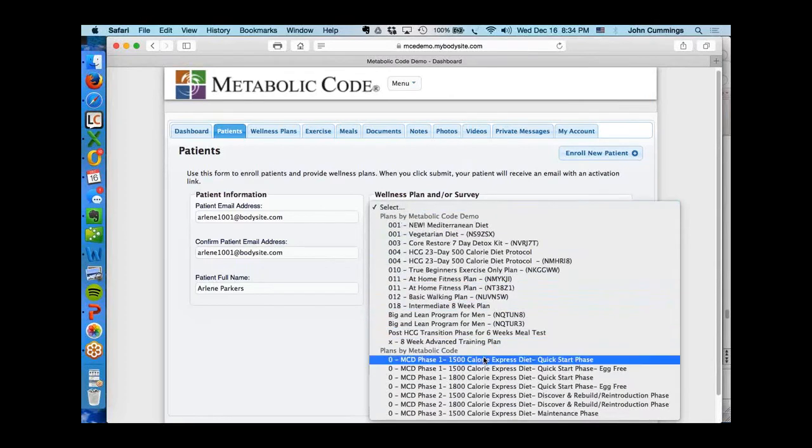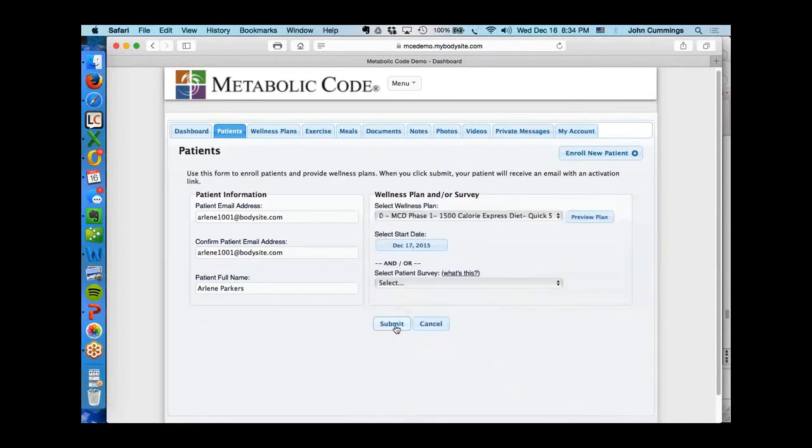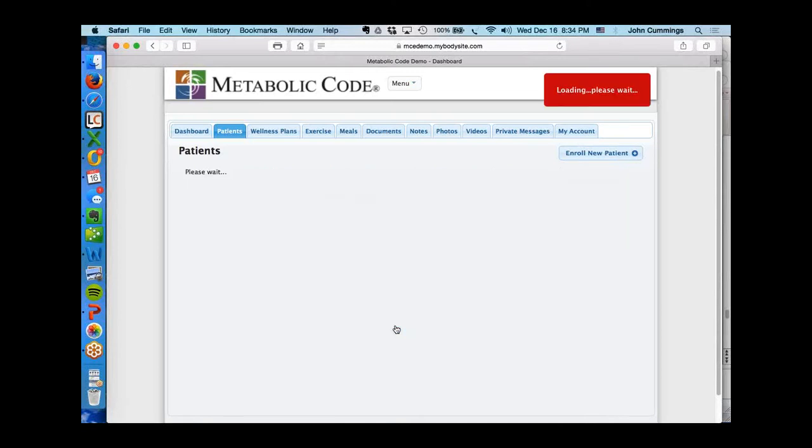That was the 1,500 calorie diet here, and click Submit. And within just a few seconds, the system is going to enroll that person and send them an activation email. So for the practitioner, for you or your staff, once you've got your library picked out and chosen, you basically have about a 15-minute task, or 15-second task to enroll a new person into one of these programs.